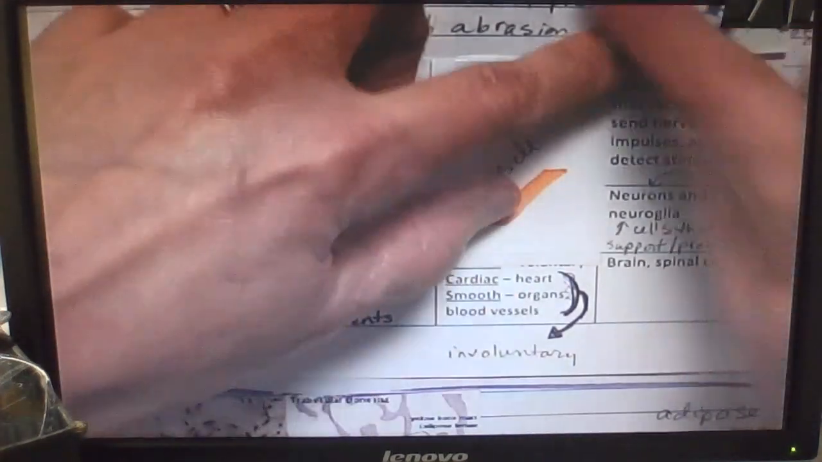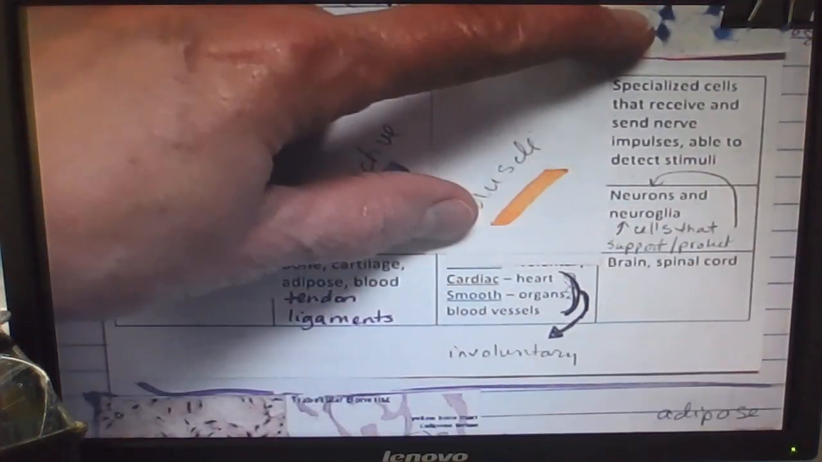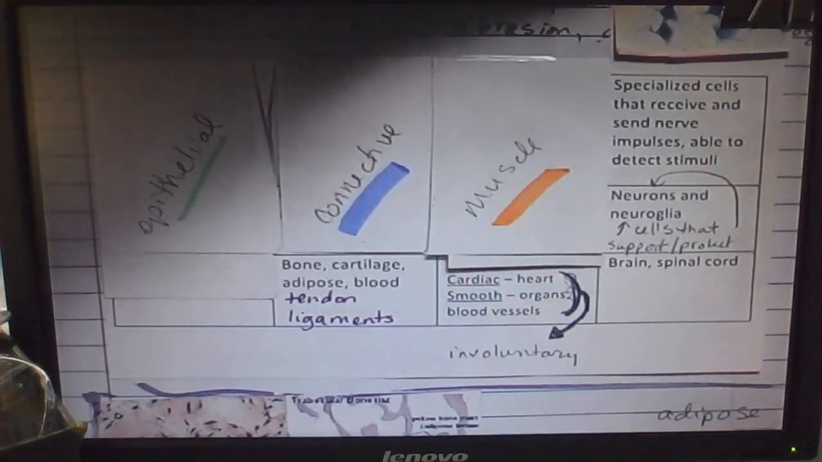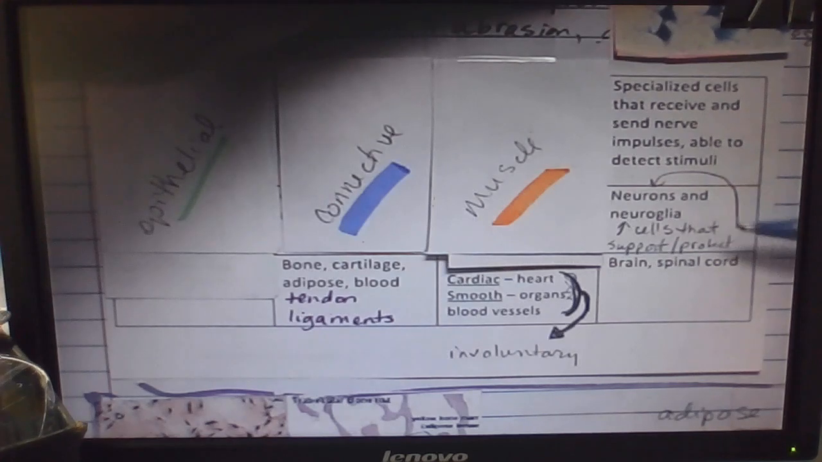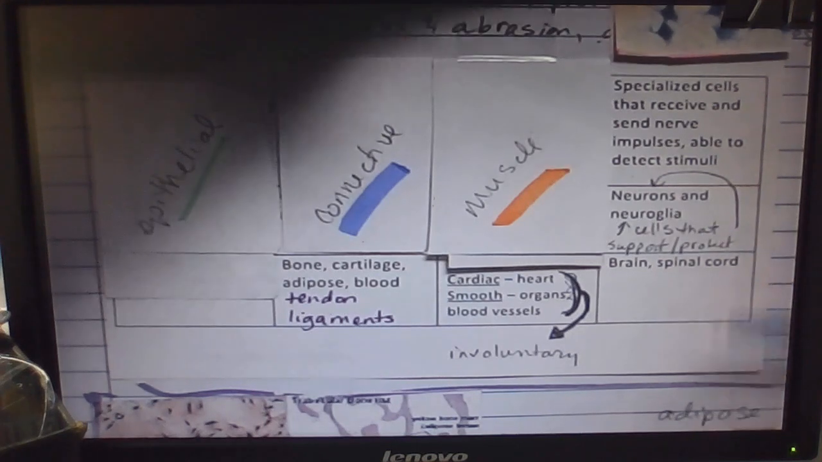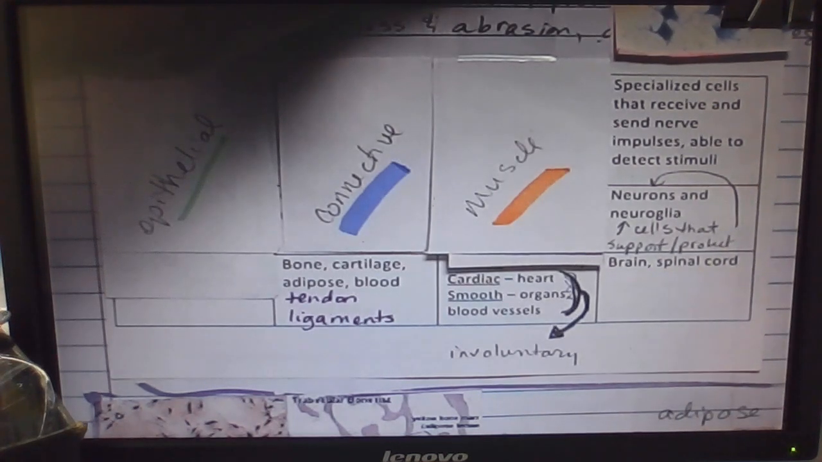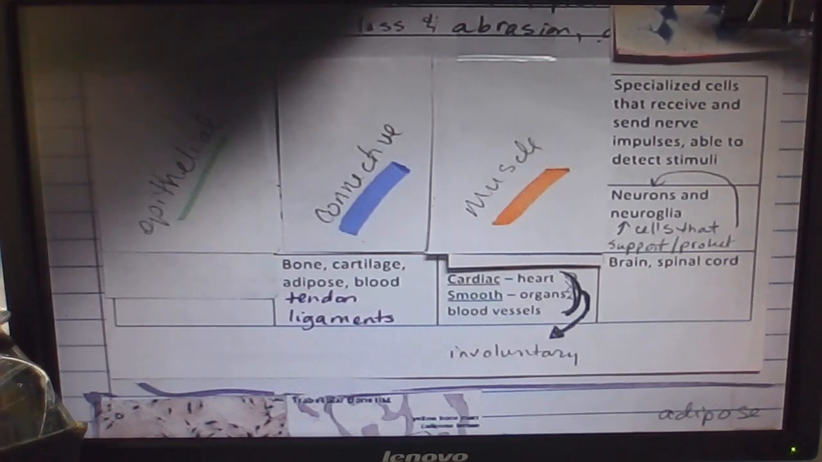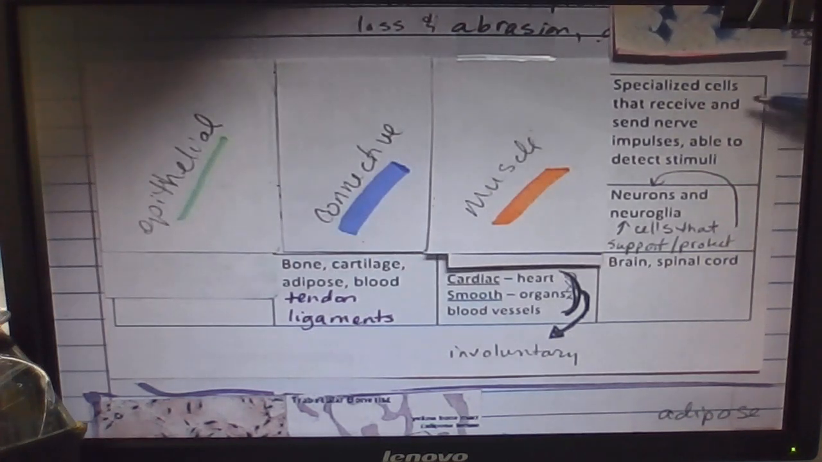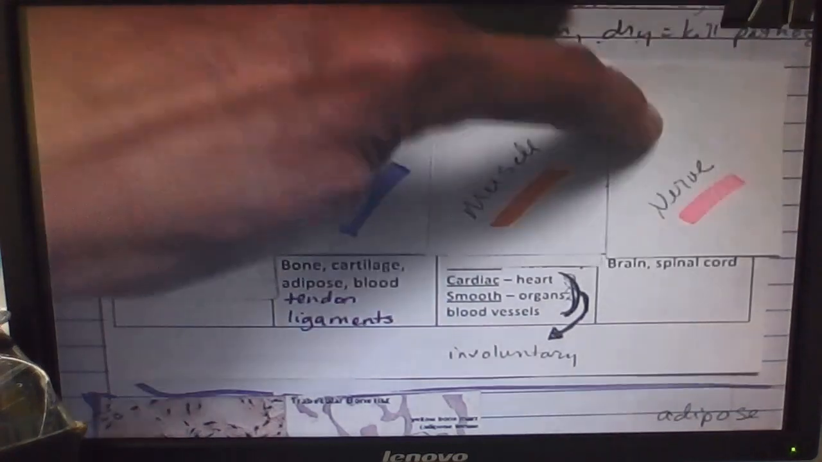For nerve tissue, the main components are neurons, which are nerve cells, and then neuroglia. These are cells that support and protect the neurons. So neurons and neuroglia. Nervous tissue is found in the brain and spinal cord, but we have nerves throughout the body as well. The function of nervous tissue is to receive and send nerve impulses. So they pick up information, process that information, and send out instructions on how to deal with that information.